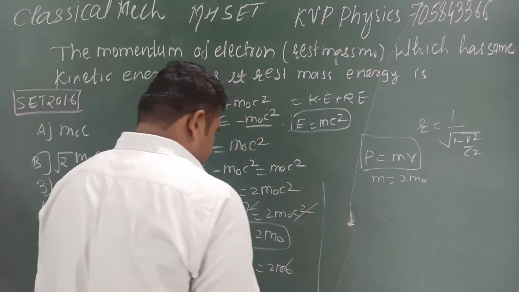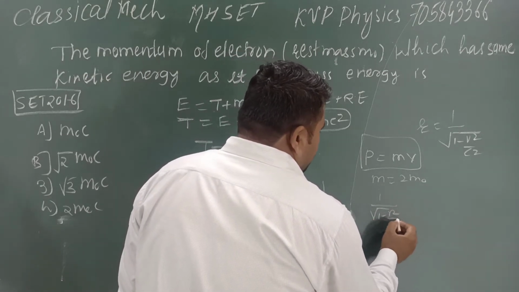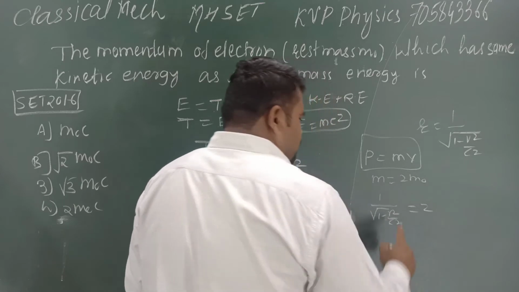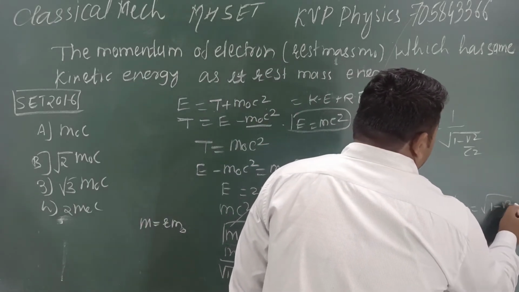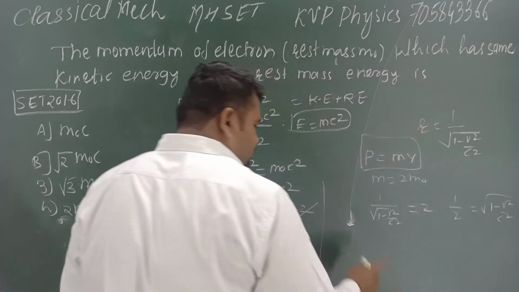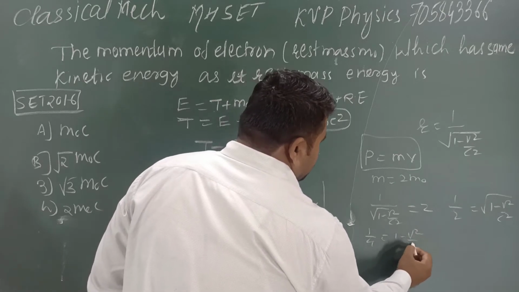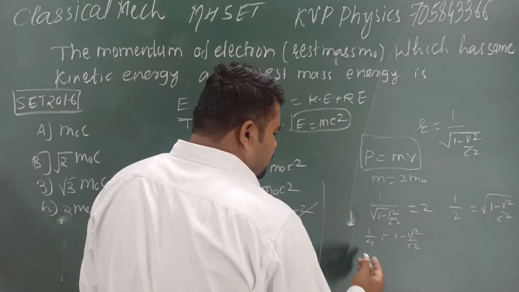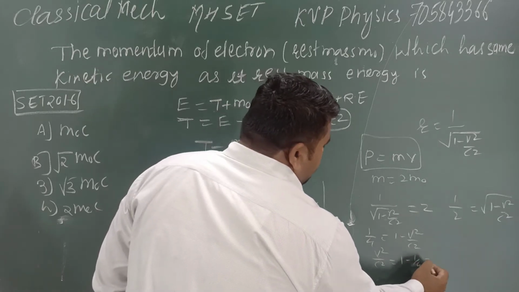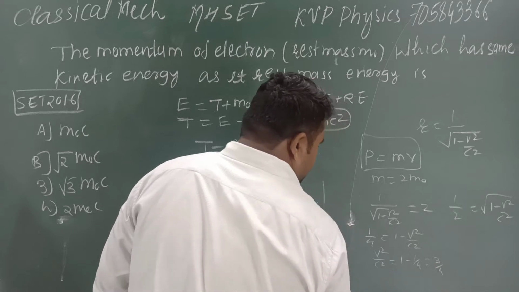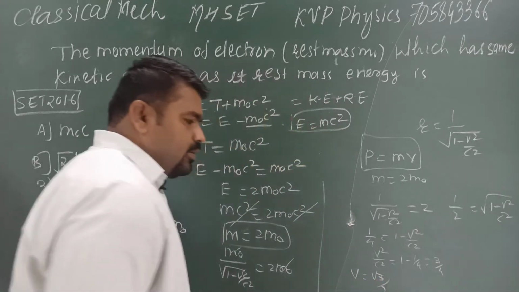The m0 terms get cancelled. Next, 1 upon root 1 minus v square upon c square is equal to 2. Or we can take 2 on this side and root 1 minus v square upon c square on the other side. Now squaring on both sides, 1 by 4 is equal to 1 minus v square upon c square. V square upon c square is equal to 1 minus 1 by 4, which is 3 by 4. Then v is equal to root 3 by 2 c.